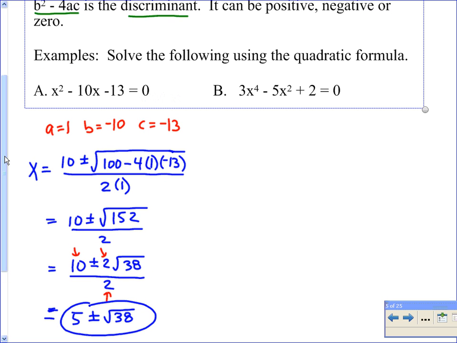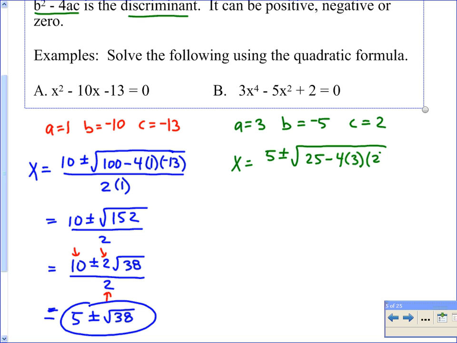Now let's look at the other one. In this example, a would be 3, b would be -5, and c would be 2. And so x is going to be negative b, which is going to be 5, plus or minus the square root. And b squared is going to be 25 minus 4 times our a times our c. All of that is over 2 times a.